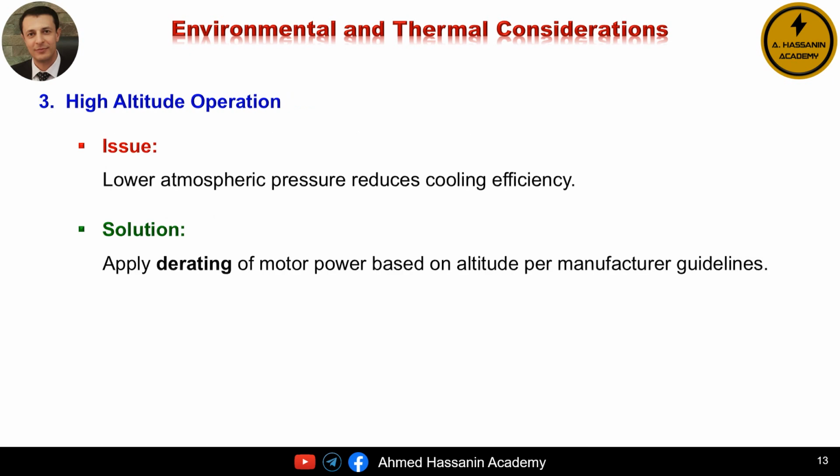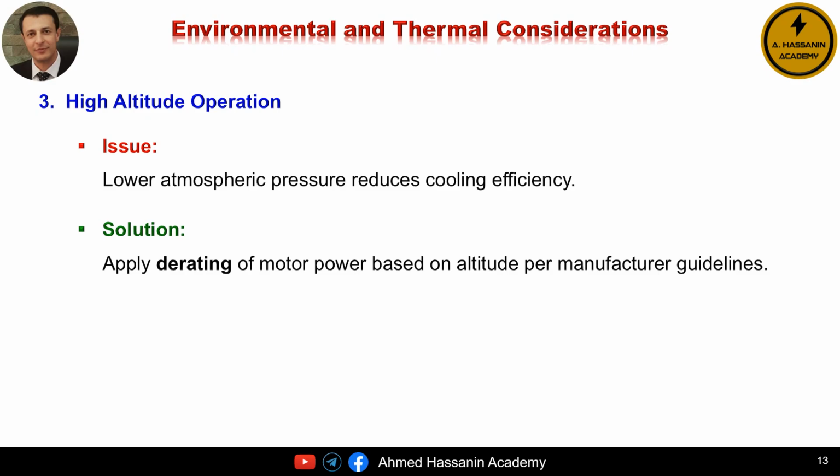Alright, now let's talk about high altitude operation. This is something people often forget. Air gets thinner as you go higher up, which means it's not as good at carrying heat away from the motor. So even if your motor has perfect cooling at sea level, at high altitude, it can overheat more easily. To deal with this, we use something called derating. Basically, the motor's rated power is reduced according to the altitude, following the manufacturer's guidelines. So a motor that can handle full load at sea level might only be able to safely handle, say, 90% of that load at a high altitude site. The key idea here is air cooling efficiency drops at altitude, and we have to adjust the motor's load to keep it safe.